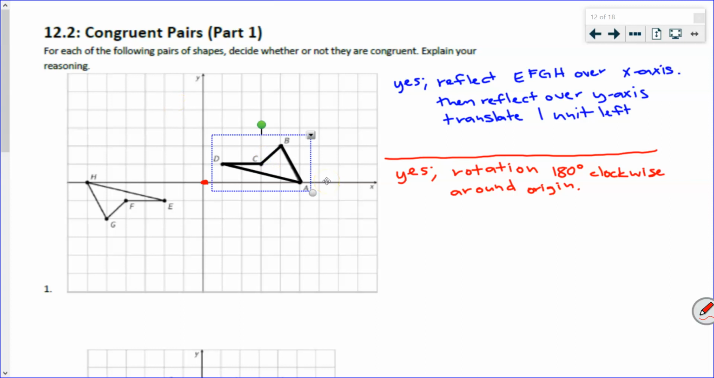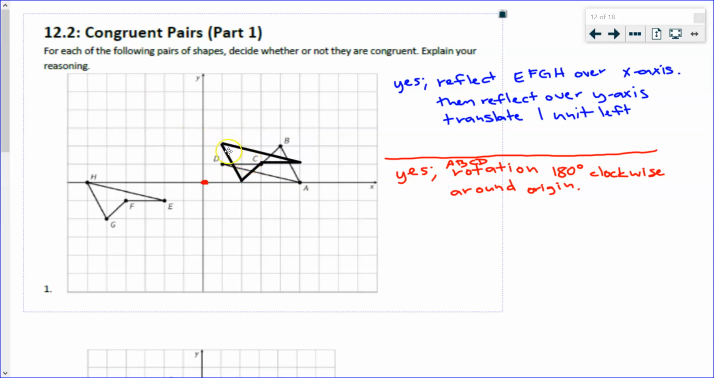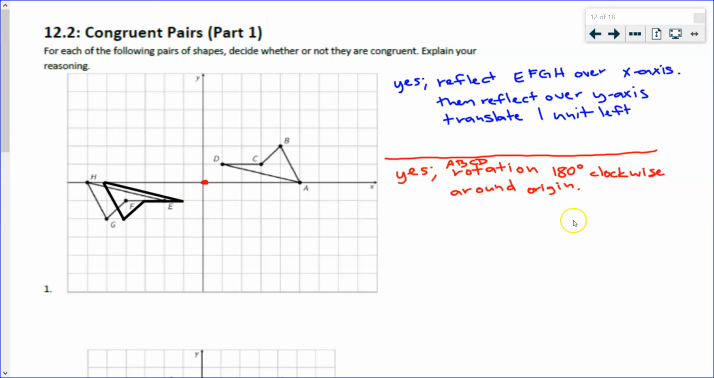Ooh, hold on. I need to pause. Rotate... I'm starting with ABCD for this one, so I need to include those directions. ABCD has a rotation 180 degrees clockwise around the origin. So it's going to look like this. That's the 180 degrees. Around the origin means that figure is going to show up right here. And it's not quite where it needs to be, so now we need to go, Callista, translate left 1 unit.